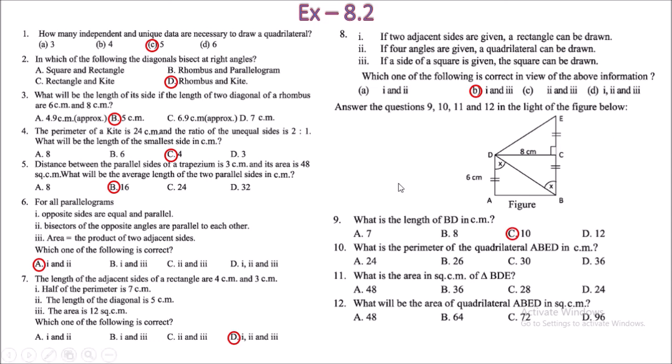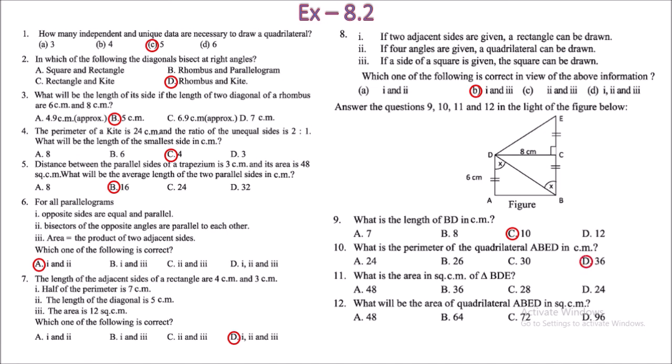What will be the perimeter of the quadrilateral ABED? So this is 6 centimeter, this is 6, this is 6. So BE equal to 12 centimeter. And if you use 6 and 8, by Pythagoras, BD equal to 10 centimeter. So this is 10, this is 6, this is also 8 centimeter, and this one is 12 centimeter. So if you add them, you will get 36 as the correct answer.